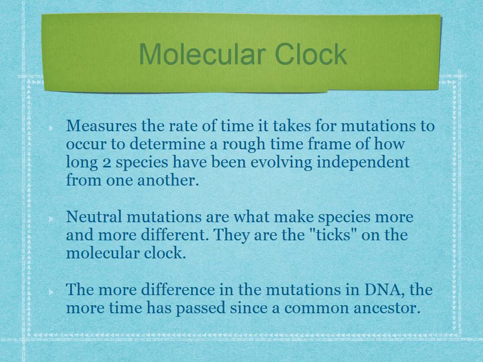So the more differences in the mutations that there are in the DNA, the more time has passed since there has been a common ancestor. So if you look at, let's say, humans and a chimpanzee, there are going to be fewer ticks separating us than if you were to compare us to, let's say, a tree.